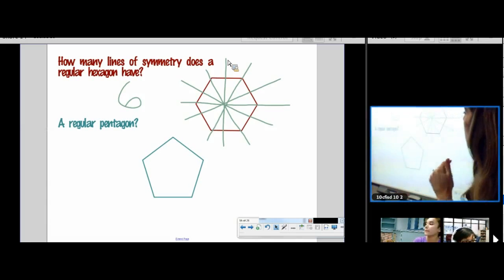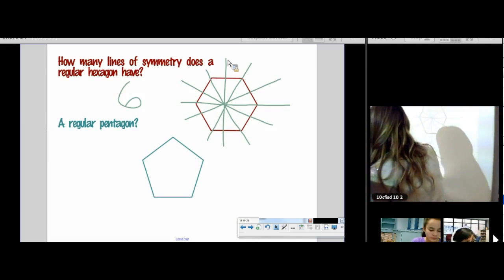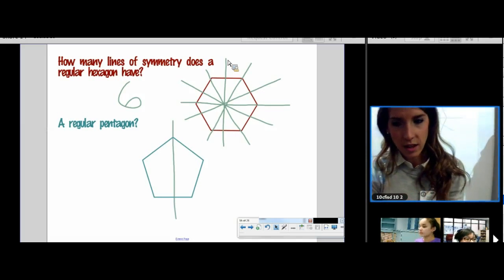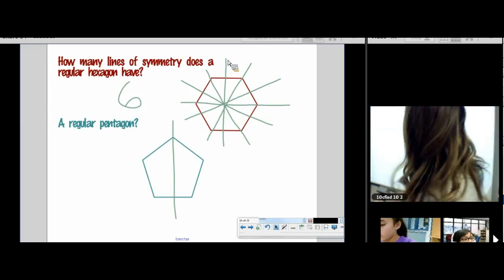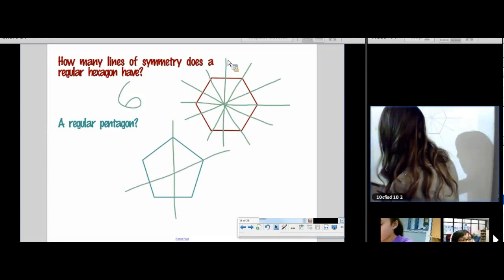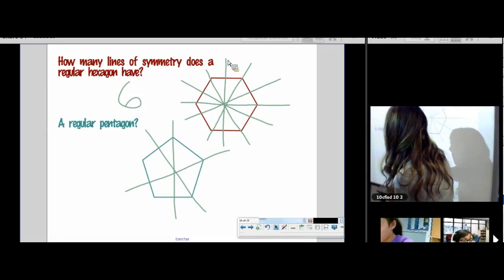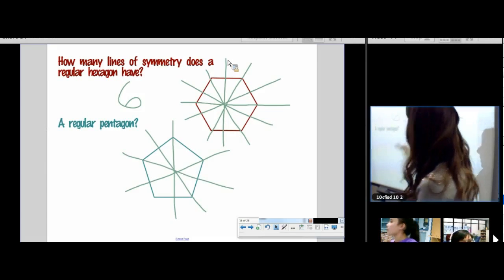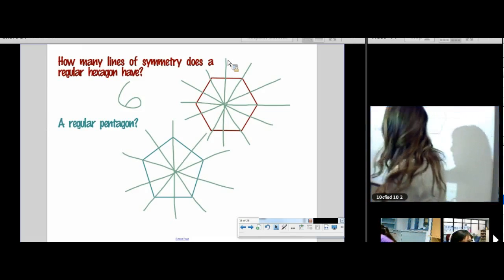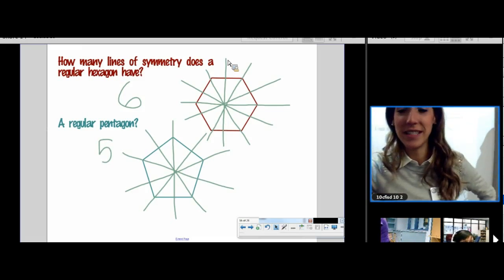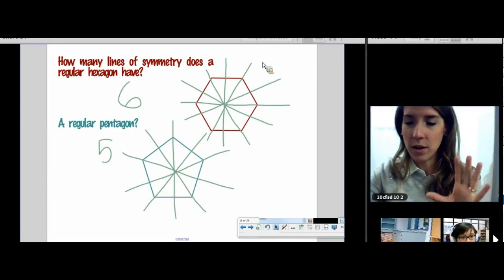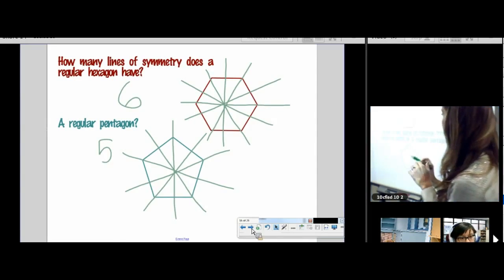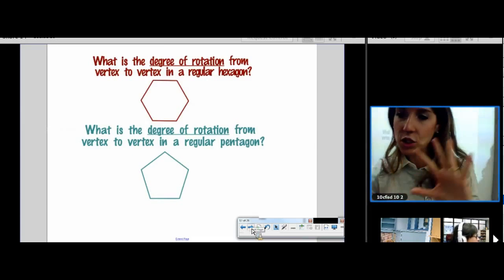Coincidence or not coincidence? Okay, what about a regular pentagon? Definitely has that one. If it's regular, does it have any more? So I connected vertex to side. I bet I could do that here. Vertex to side. Vertex to side. Vertex to side. Oh my goodness, how many did I draw? 5. So that's not a coincidence. That is a rule. A regular polygon will have the same number of lines of symmetry as the number of sides. So that was not a coincidence. That happens every time. All right, now let's do rotational symmetry.